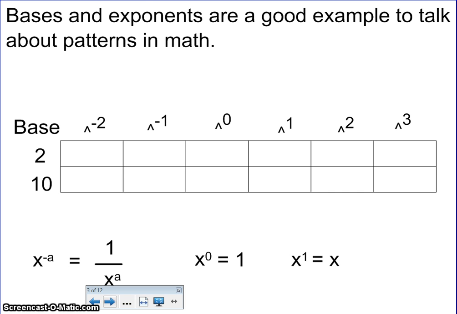Here's a table I want to fill in. We're going to prove 3 of the rules for exponents just by filling this table in. What I've got over here, this is the base, and then up above these columns are the powers that we're going to raise them to.